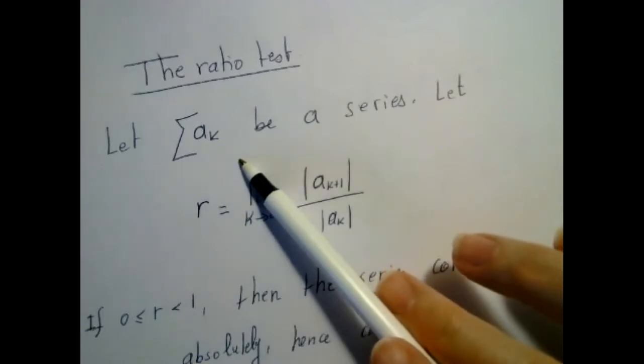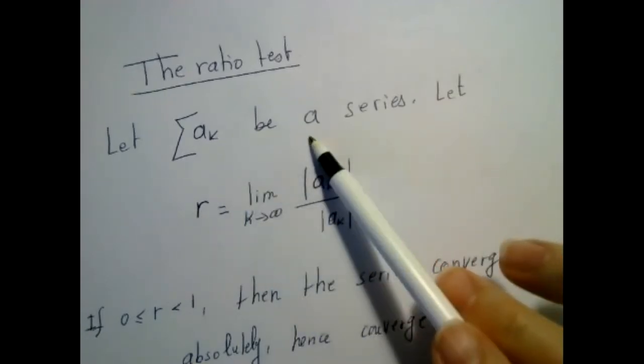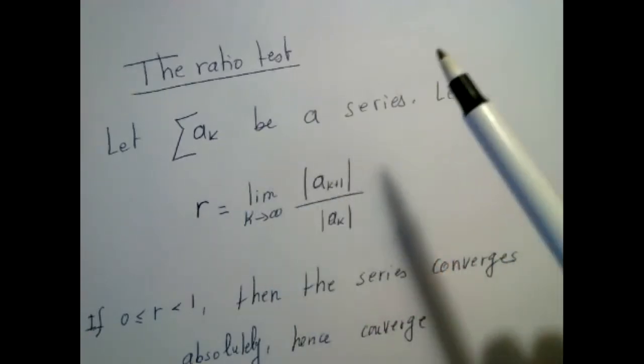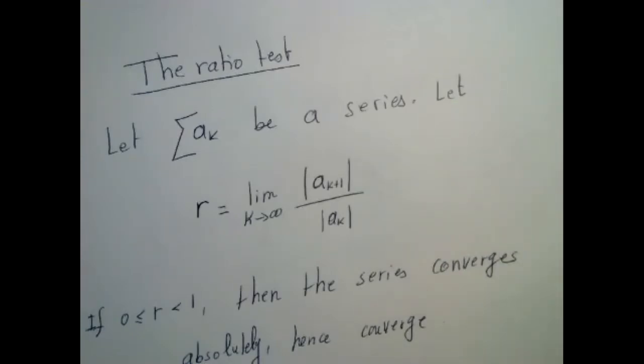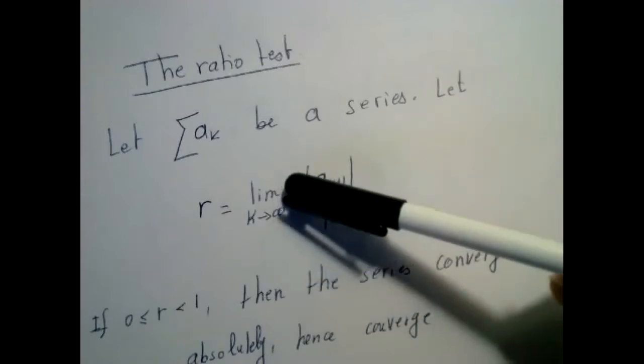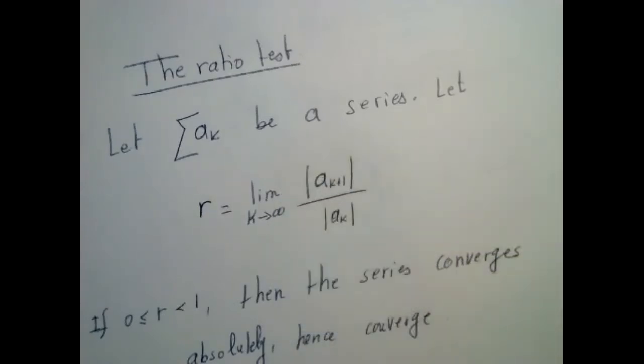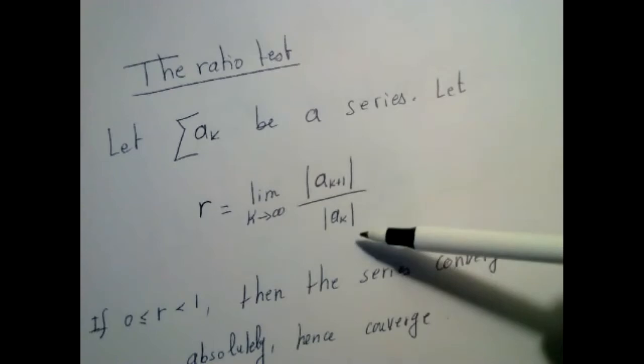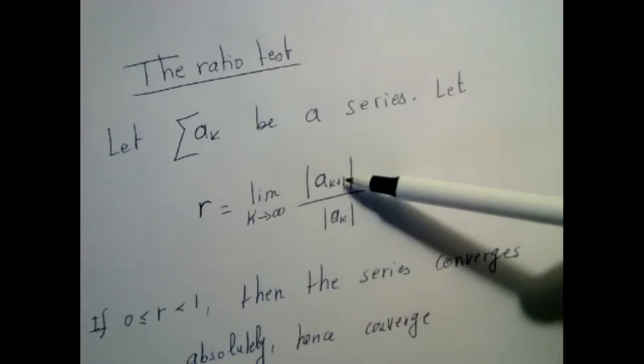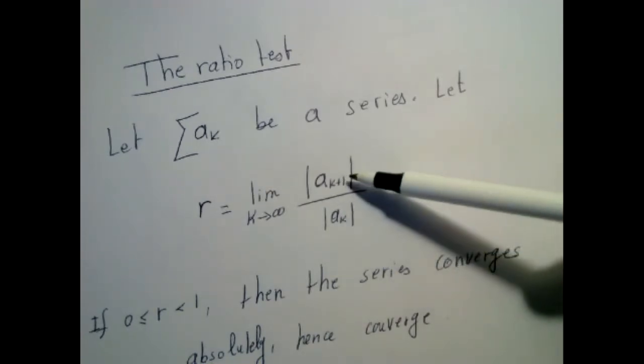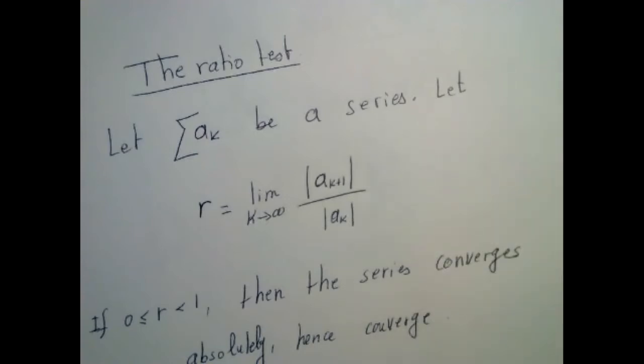Let sigma ak, I'm reading it very slowly, be a series. I didn't say positive terms, it's just a series. And let R be the limit as k goes to infinity of the ratio between ak plus 1 and ak. It means ak plus 1 is the term that comes after ak. So let R be the ratio between them. That's where the word ratio test is coming from.